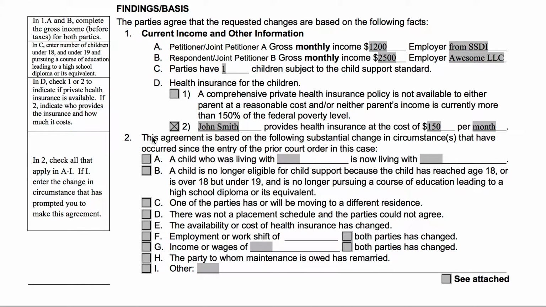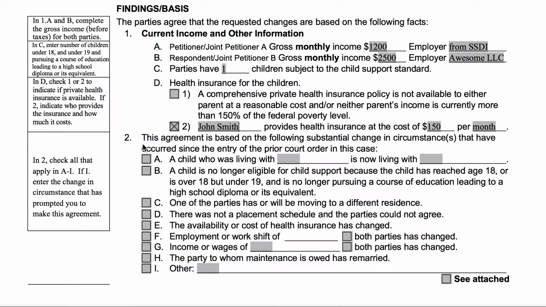Looking at the second half of the findings and basis, this section wants to know, essentially, what has changed since your last court order that is making you want to make whatever change it is you've agreed to now. When you got your last court order, a court thought that was a good idea. What has changed that makes it so that order doesn't work for you anymore?